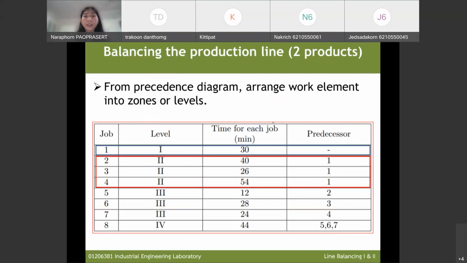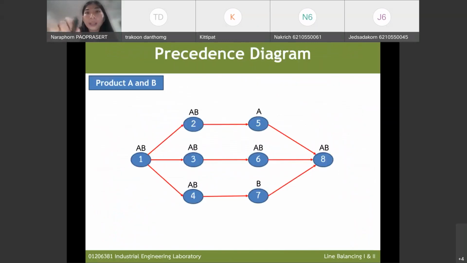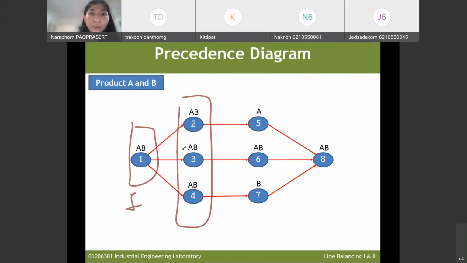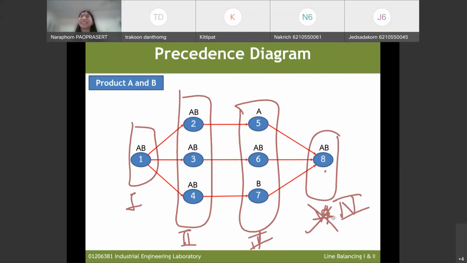Let me just label the levels here, level 1, level 2, level 3, level 4. So if I go back to this picture here, the levels are actually like this: this is level 1, this is level 2, and this is level 3, and this is the last level, level 4. Oops, this is 6, right? Sorry, let me just do it here. This one is not needed.